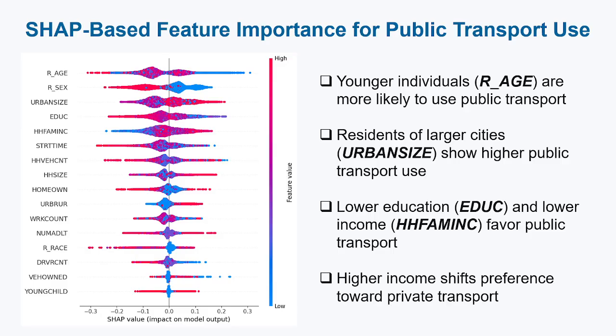This SHAP beeswarm plot shows the key factors influencing public transport use. Younger individuals are more likely to use public transport, and residents of larger cities tend to rely on public transport more. Socioeconomic factors are also important. Lower education levels and lower household income favor public transport, while higher income shifts preference toward private transport. Overall, this plot highlights how age, urban context, and socioeconomic status drive travel mode choice.